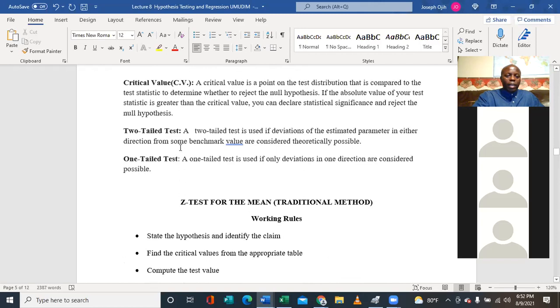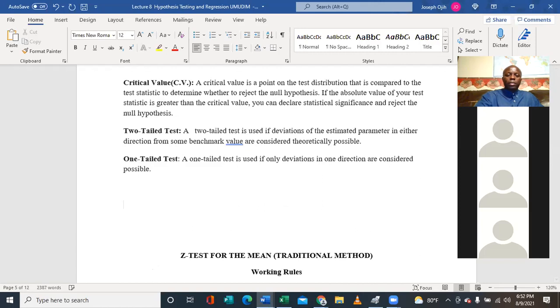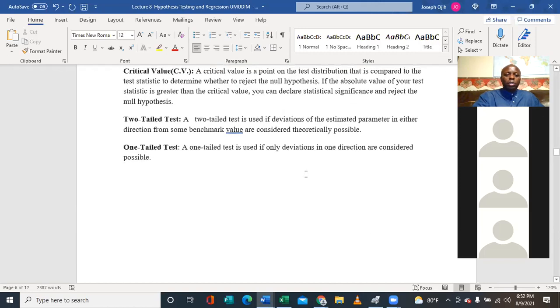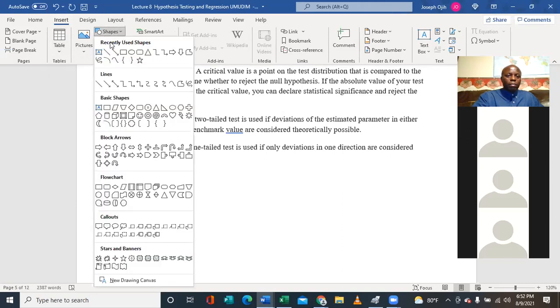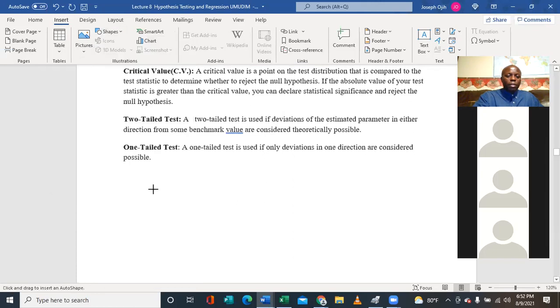So, two-tailed test and one-tailed test. That's the kind of test we do when we do hypothesis testing. There are called two-tailed tests and one-tailed tests. The fastest way to understand it is to use a chart. So I'm going to use charts like here. Let's say this is an example that we have.